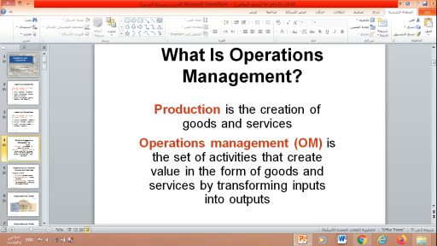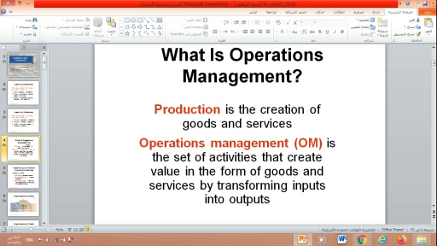Operation management, of course, is a discipline that applies in different kinds of organizations, in factories, hospitals, restaurants, and so on. So both the production of goods and services require operations management.